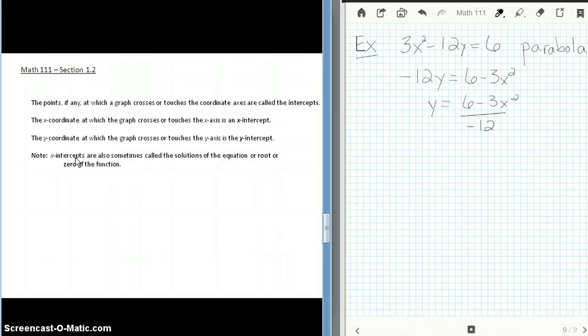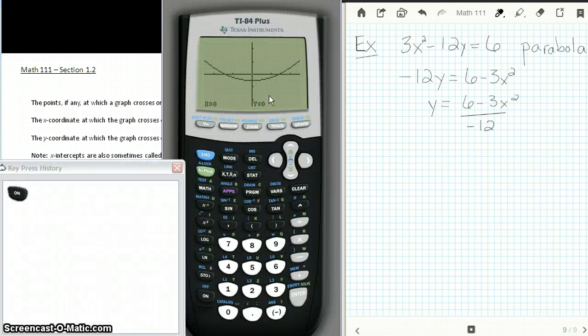And note, here's some alternative terminology for you: sometimes we call x-intercepts a variety of things, and they're all synonymous. So x-intercepts can also be called solutions of an equation, or roots, or zeros, right? So any of those words are sort of interchangeable: x-intercept, solution, root, or zero. And some of those words will be used heavily with our graphing calculators. Okay, so let's go back to our graph for a second on our calculator here.